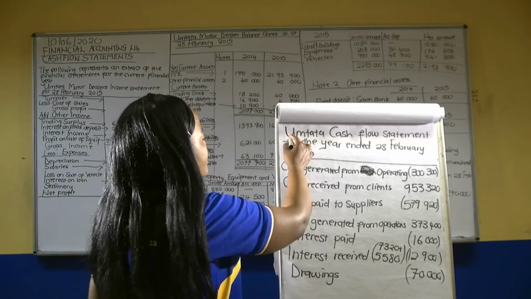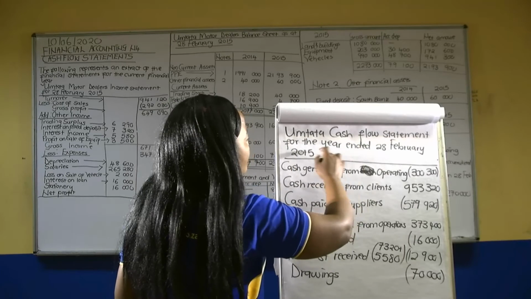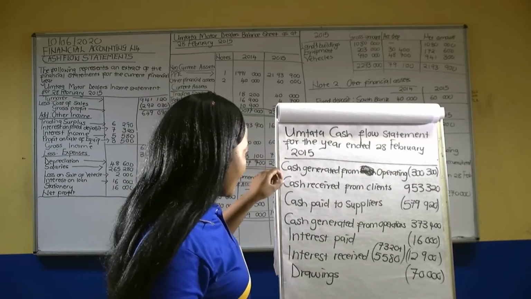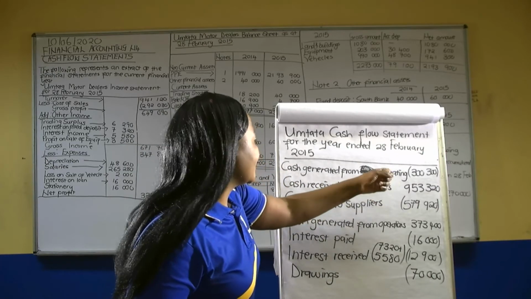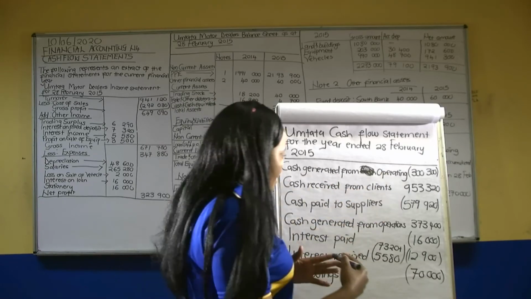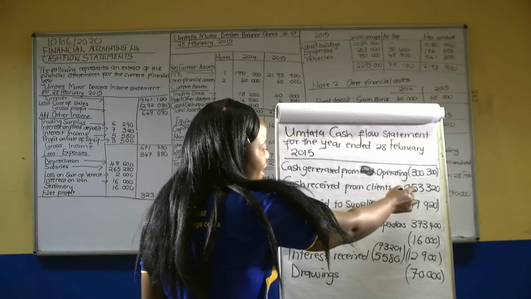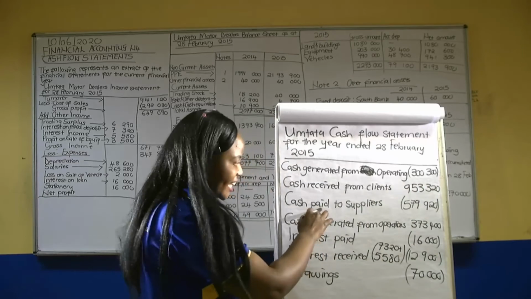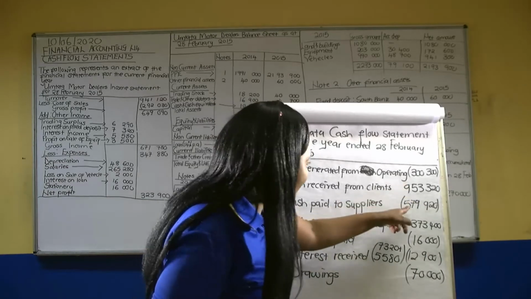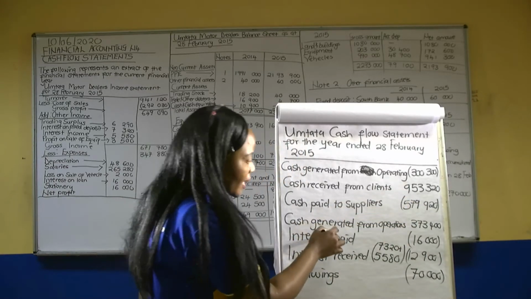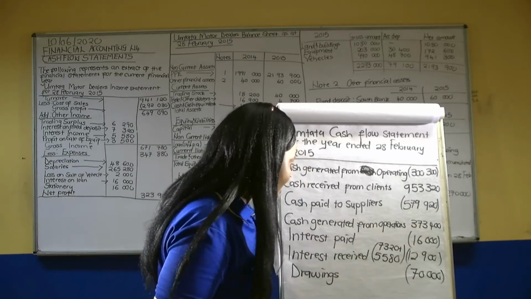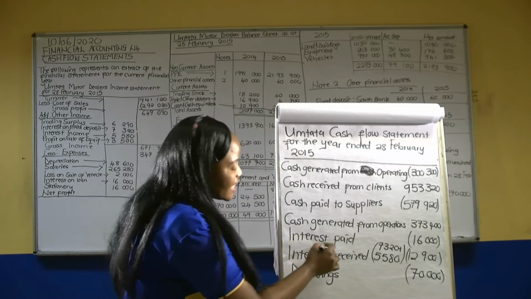The heading should say Mthatha cash flow statement for the year ended 28 February 2015. You start with cash generated from operating activities. For cash received from your clients, you got this figure from our previous lecture, which was 953,320, and cash paid to our suppliers, which was 579,920. Then you subtract these two figures, you get your cash generated from operations, which is 373,400.